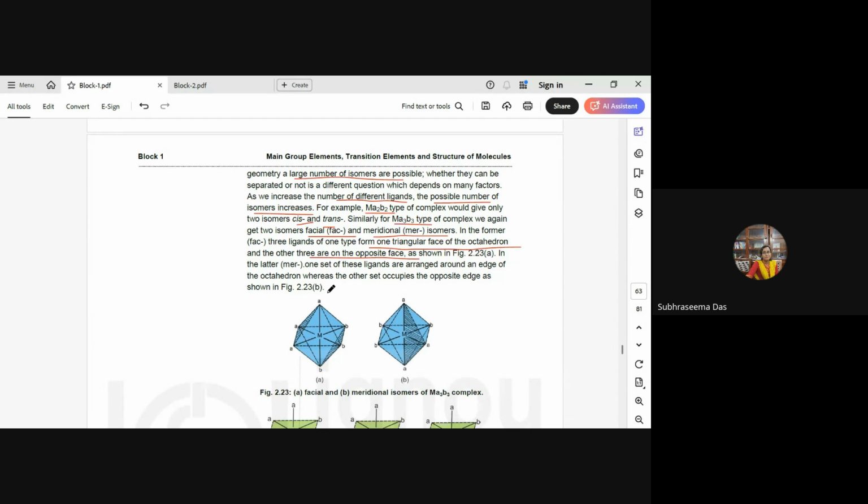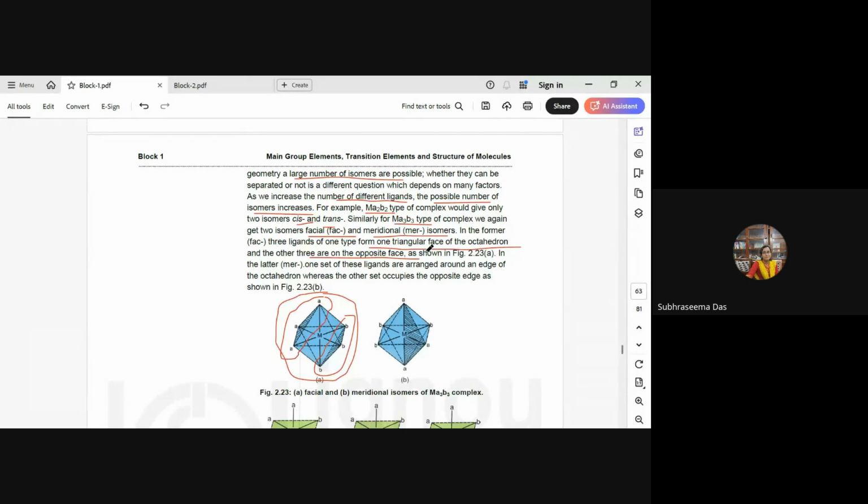If we look at figure 2.23a, this is an example of a facial isomer. In the octahedron, the three A ligands are present on one side of the octahedron, and the three B ligands are present on the other side of the octahedron, and that is why they are called facial isomers.